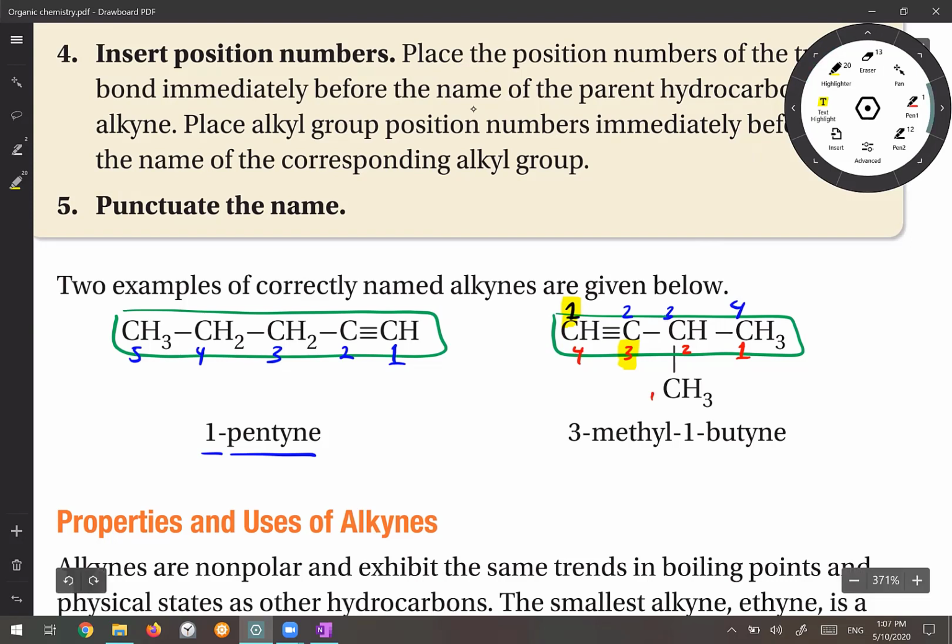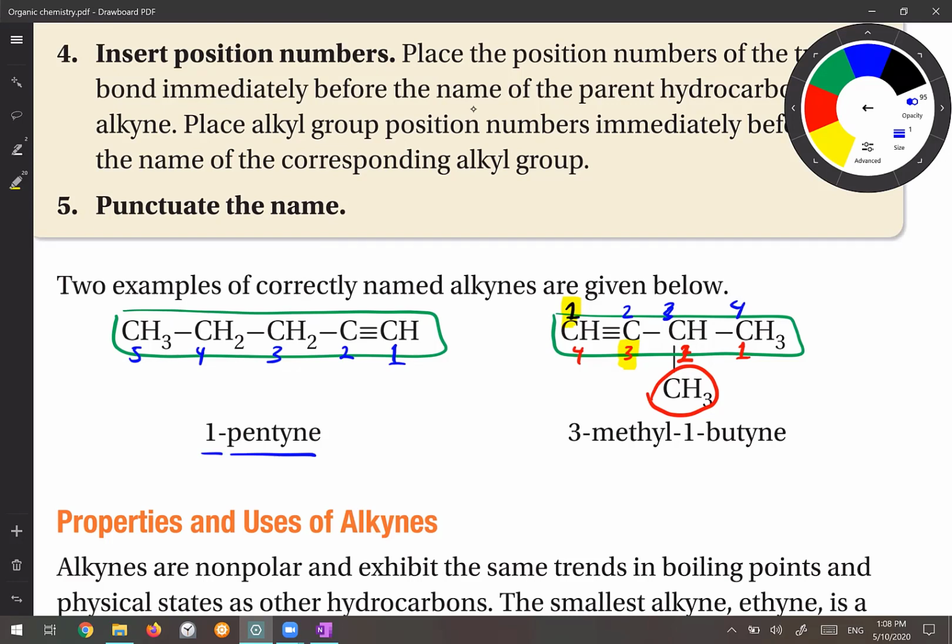In the branch, if you number it from the right side, the branch would be on the 2nd position. If you number it from the left side, the branch is in the 3rd position. So although the branch receives a smaller number when you number it from the left side, you should not look at the branch. You have to look at the triple bond.